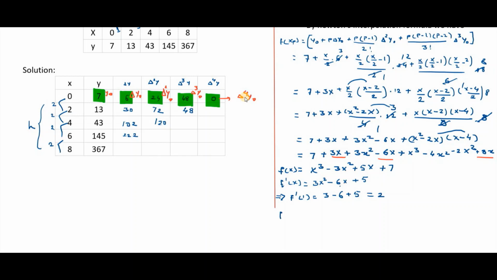Now to find the value for f double dash of 3, you have to differentiate f dash of x. If you differentiate f dash of x, f double dash of x, differentiation of 3x square is equal to 6x. Differentiation of minus 6x is equal to minus 6. And now put x is equal to 3. So f double dash of 3 is equal to 6 into 3 is 18 minus 6, and 18 minus 6 is equal to 12. So these are the values for f dash of 1 and f double dash of 3 by using interpolating polynomial.